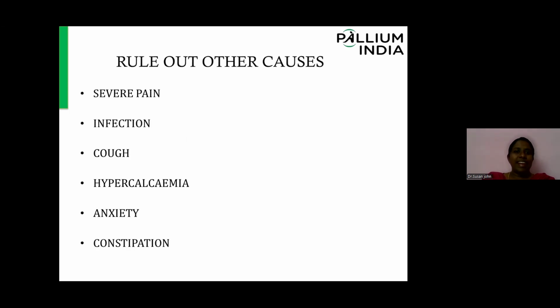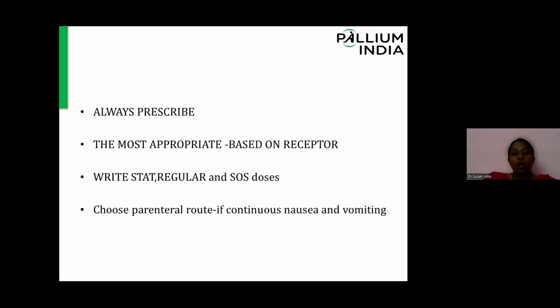So rule out any other causes. We already mentioned causes such as severe pain, infection, cough, hypercalcemia, anxiety, and constipation. You have to find out if any other causes are there and treat that cause appropriately. And you have to always prescribe the most appropriate antiemetic based on their receptors, and write the stat, regular and SOS doses.